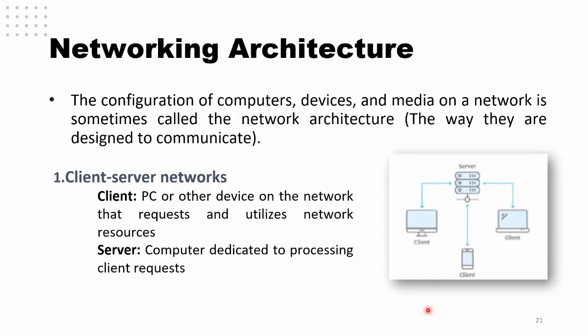One is the client-server network, where there are client devices. An example is when we connect from our mobile to the internet. Your mobile acts as the client and the internet servers give you the requested information. The PC or other device on the network that requests or utilizes networking resources is called the client, and the server is the computer that processes the client request and responds back with the data that the client requests. So that is the client-server network.